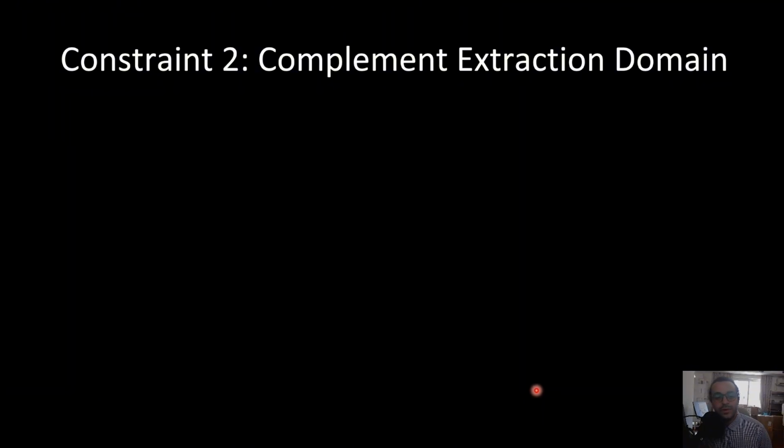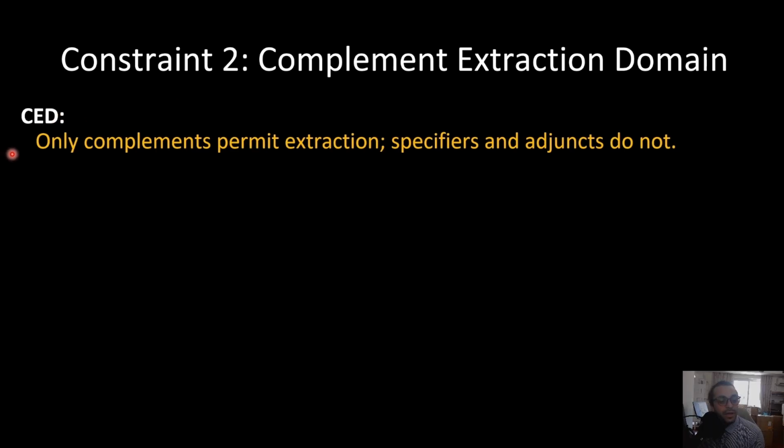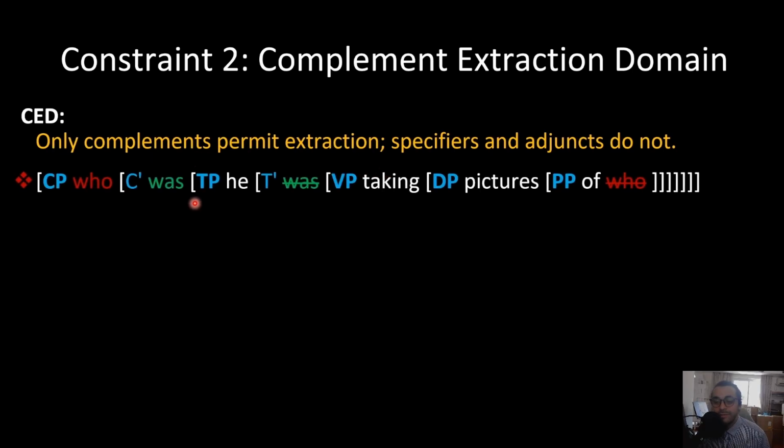Constraint number 2 is what is known as the complement extraction domain. This one is simpler to understand. Only complements permit extraction; specifiers and adjuncts do not. So when you want to extract something, in this case a WH constituent, you can only do it from a complement. You cannot do it from a specifier or an adjunct constituent. The first example is well formed because it does not violate this.